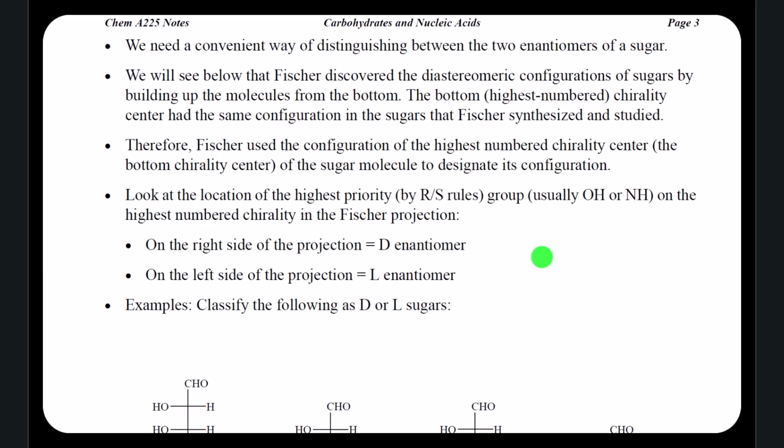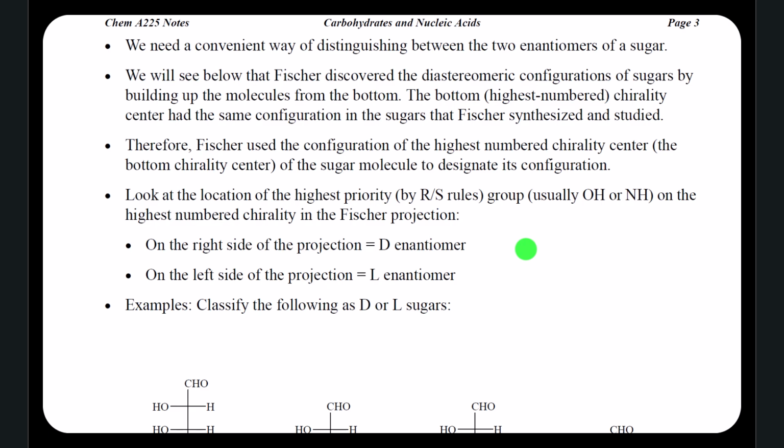The rule for this is fairly straightforward, but it does require us to have a Fischer projection of the sugar of interest. In order to designate a sugar as one enantiomer or the other, we first look at the highest numbered chirality center in the Fischer projection. If the Fischer projection is correctly drawn, this will be the chirality center that is at the very bottom part of the chain.